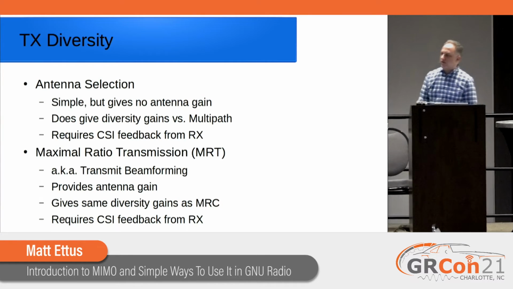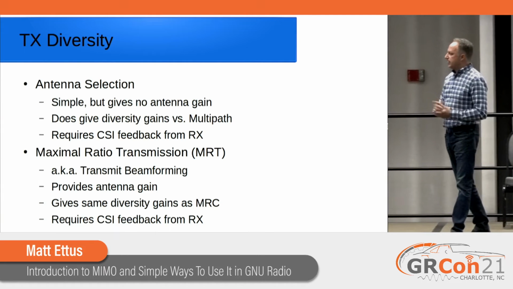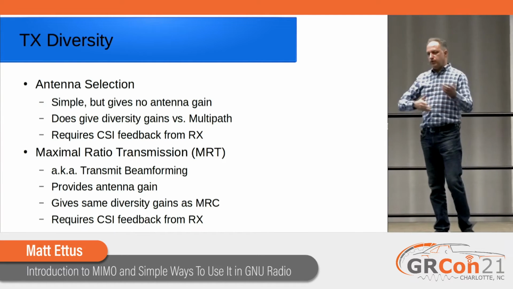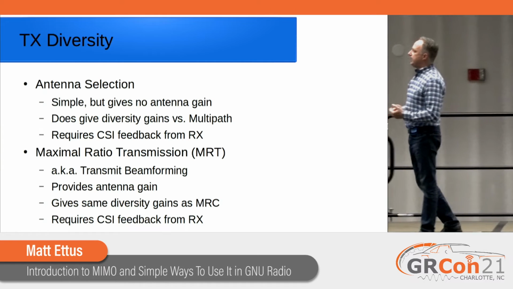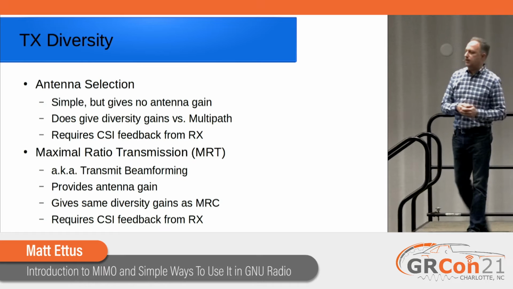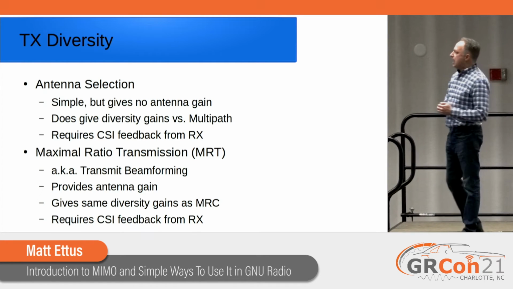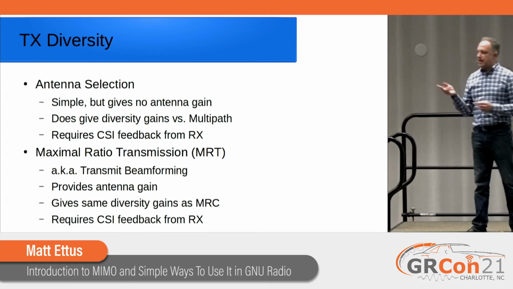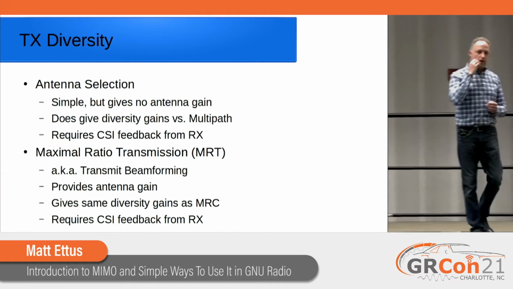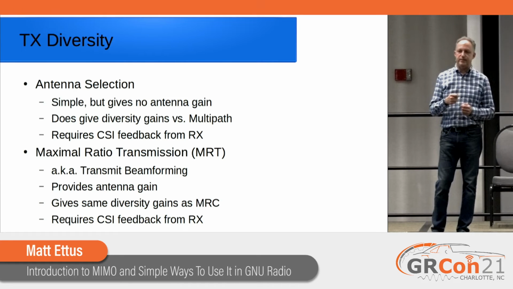Okay, so now transmit diversity is actually incredibly similar. You have antenna selection, which you choose, and again you get no power gain, no antenna gain, but you do get diversity gain. The downside of this versus the receive stuff is that the receiver has to tell the transmitter which is the better antenna at any point.